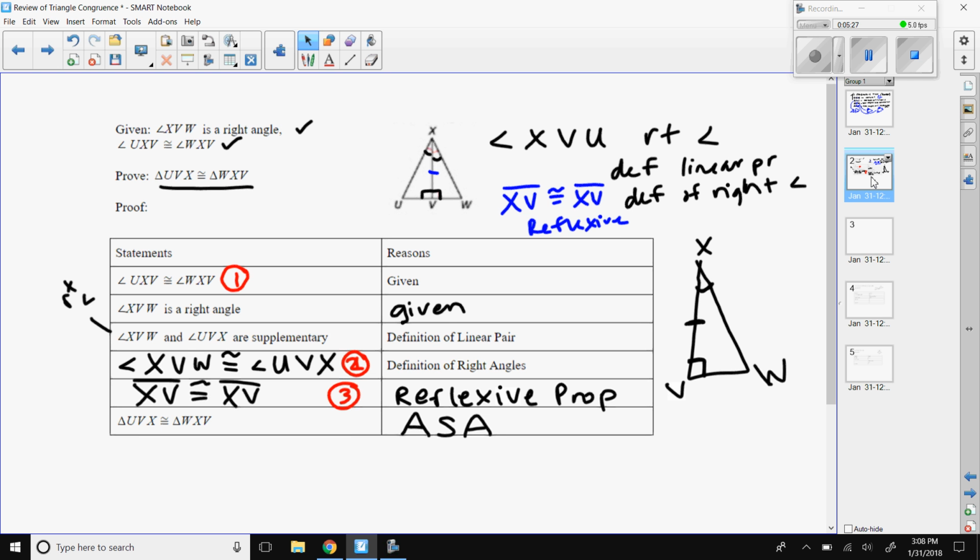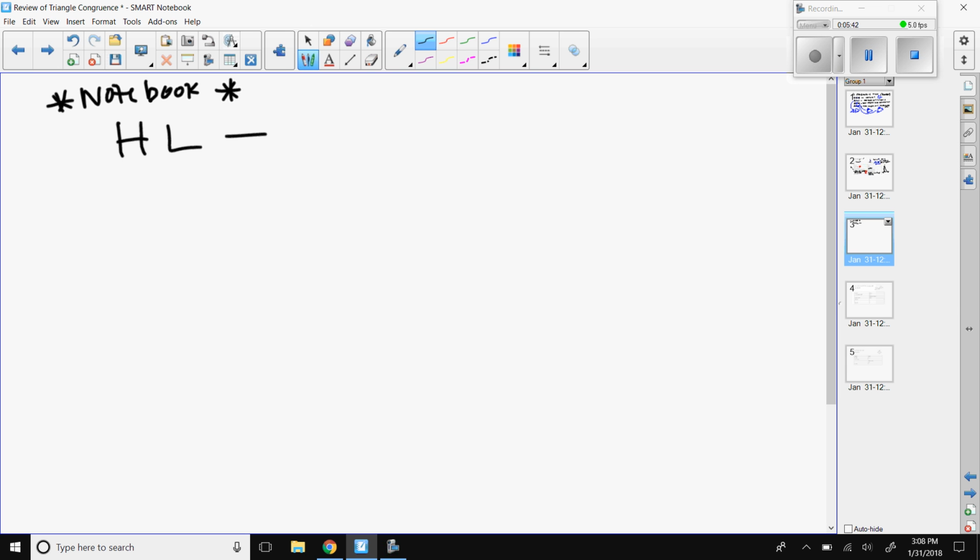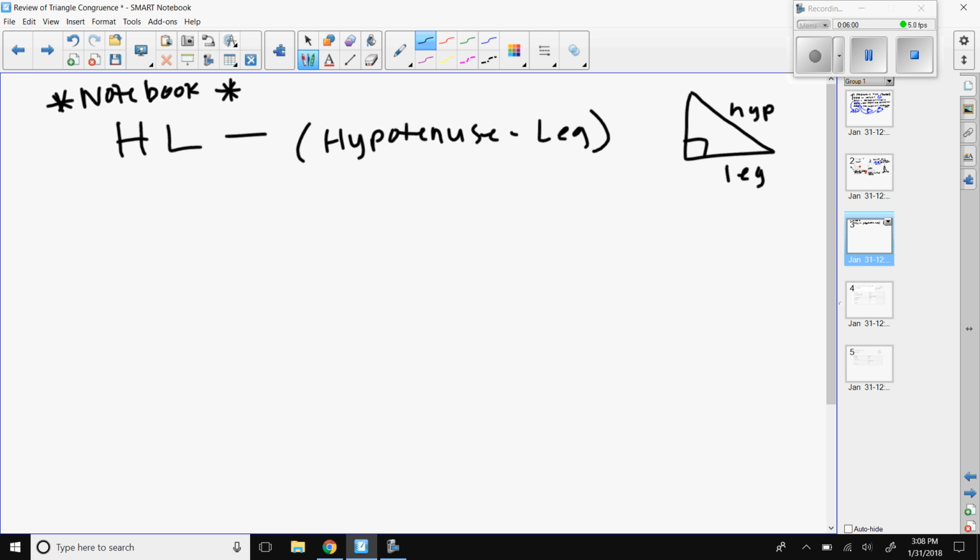We also talked about two other congruence things that we need. The first one was hypotenuse leg, and this is for your notebook. So if you have your notebook at home or a piece of paper, this is what you want to be putting in here: hypotenuse leg. Now, your hypotenuse is always on a right triangle. So here you'd have your hypotenuse, you'd have a leg, and a leg. It's always across from your right angle here. So this has to do with right triangles only.